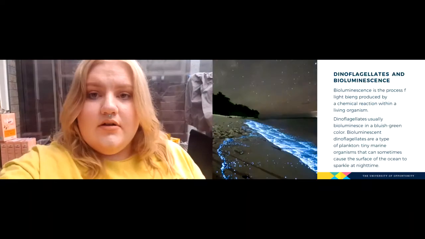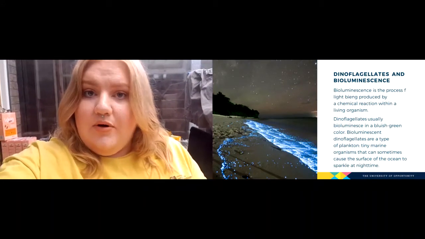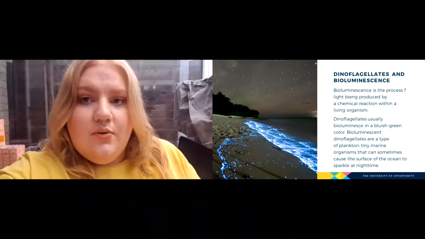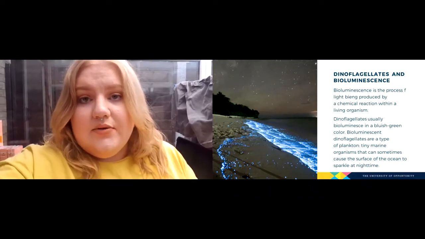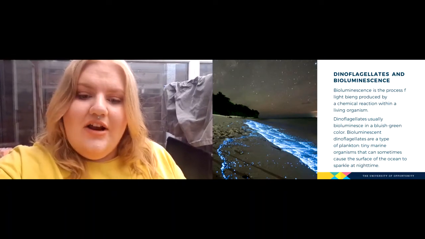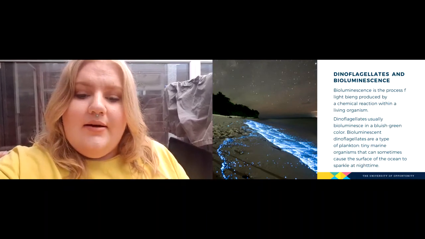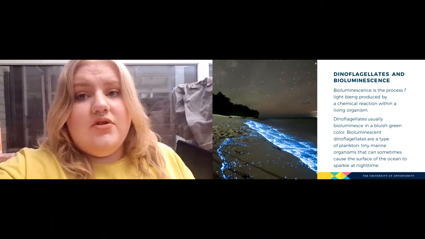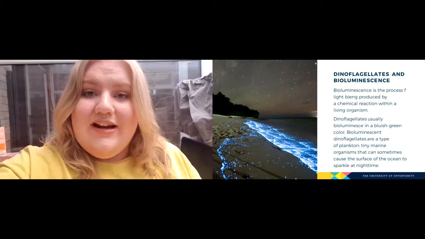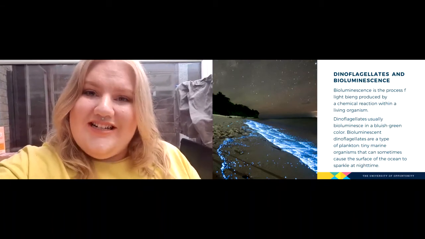So bioluminescence is the process of light being produced in a chemical process inside an organism. So for example, there are some fish that glow, some squids, and in this case we're going to be talking about a specific algae type microorganism called dinoflagellates, like I mentioned earlier. So they usually glow a sort of bluish green colour, and they are tiny marine organisms that sometimes cause the surface of the ocean to actually sparkle in a lovely blue-green colour, as you can see in the picture on the slide to, I think, my right.